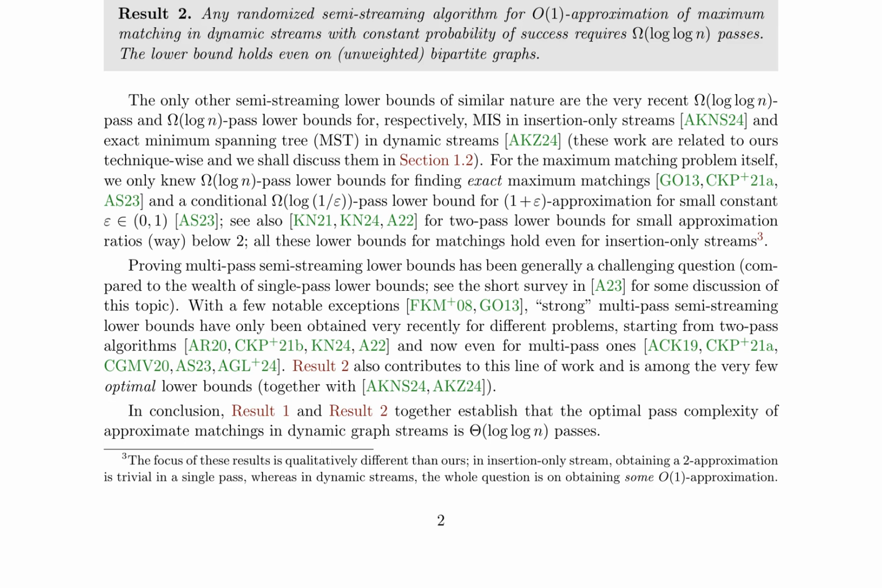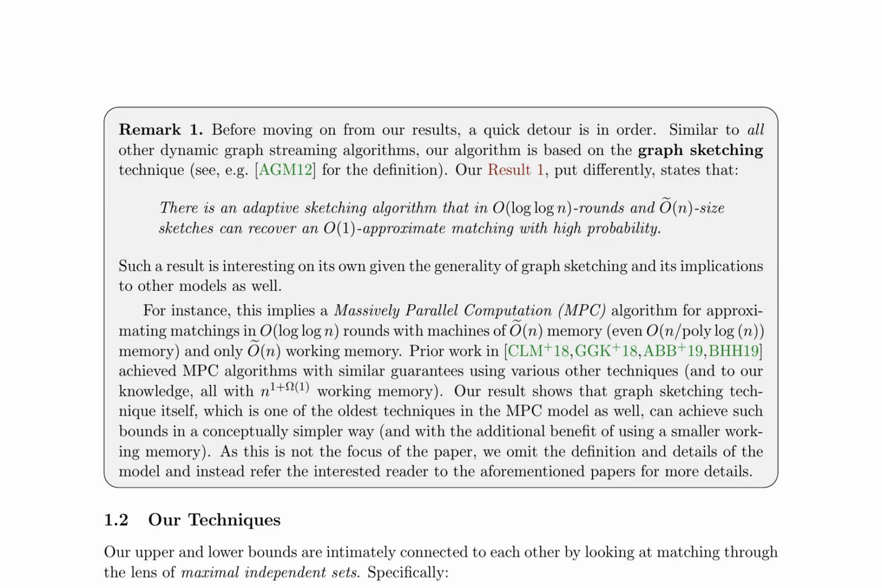graph streams. The paper presents a novel dynamic graph streaming algorithm capable of approximating maximum matchings in log n rounds, utilizing a sketch size of n. This breakthrough implies the existence of a massively parallel computation (MPC) algorithm for approximating matchings in log n rounds, leveraging machines with n memory and only n working memory. The authors' approach is rooted in the graph sketching technique, one of the oldest methods in the MPC model.